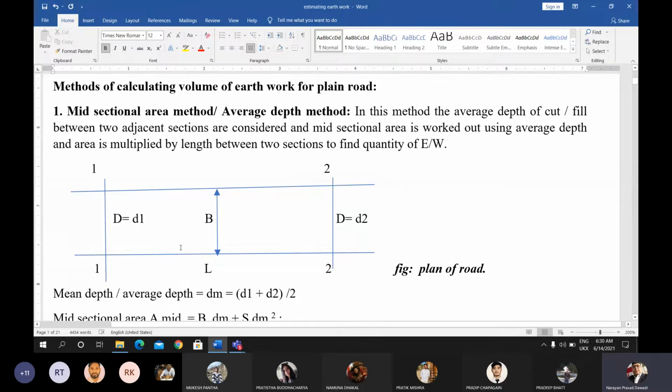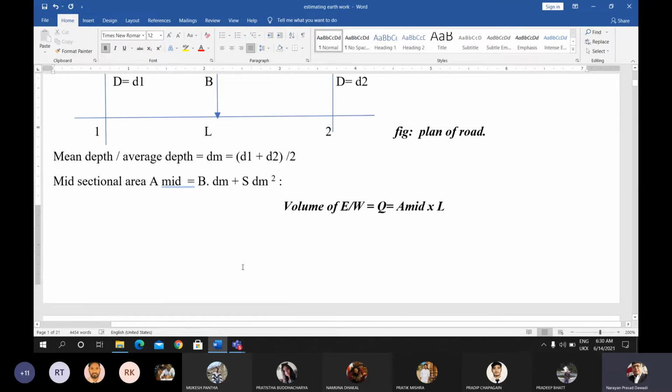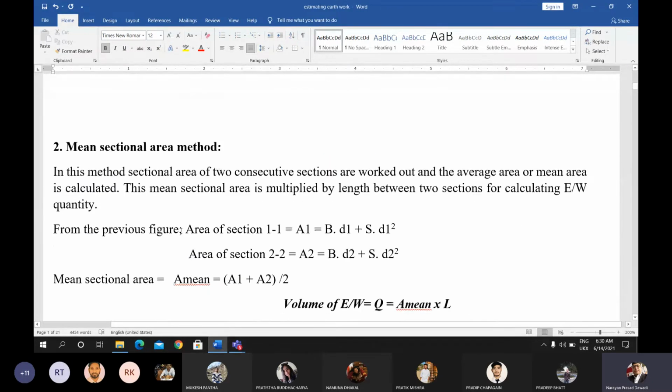AM is equal to A1 plus A2 divided by 2. That mean area is multiplied by the length between sections, and you get the volume of the earth. In this method, the section areas of two consecutive sections are worked out, and the average or mean area is calculated. This mean section area is multiplied by the length between two sections for calculating the earth quantity.